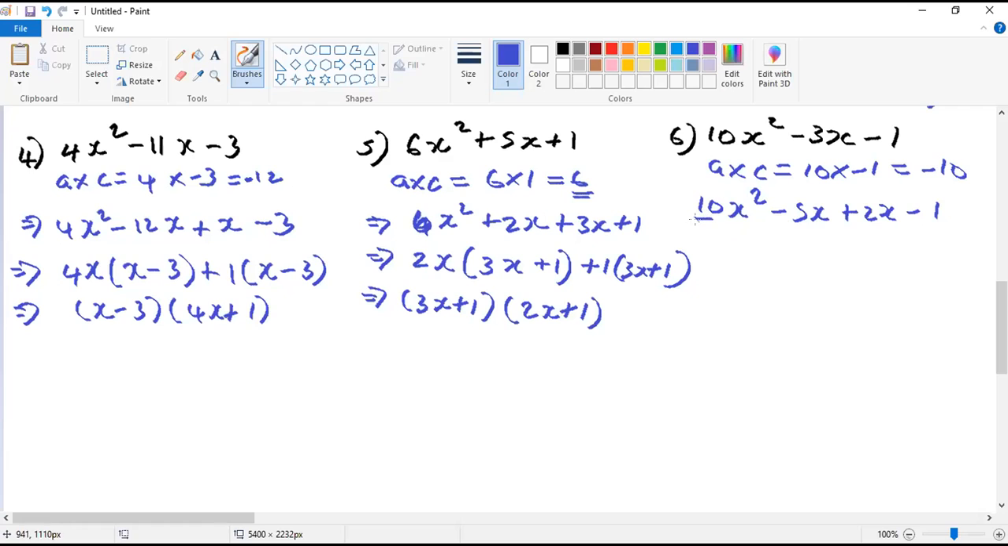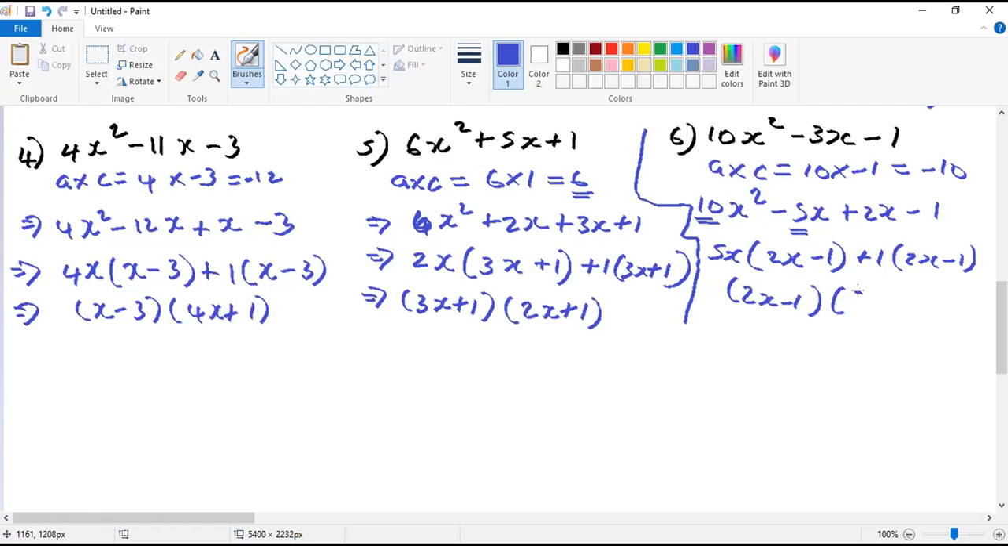5 is the highest common factor when it comes to the numbers. Okay, sir. So 5x, and then let me write the 5x a little better. So we have 5x, then open bracket 2x minus 1 plus 1, 2x minus 1. So let me put a little border. So this becomes 2x minus 1, 5x plus 1. And we're finished.